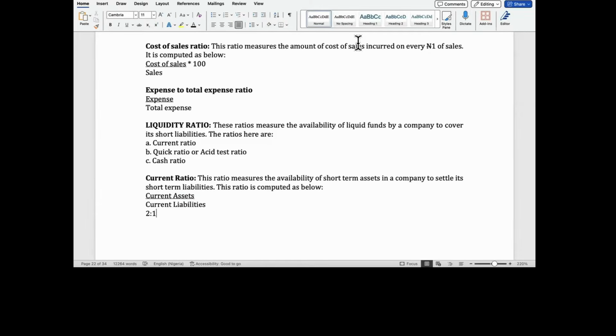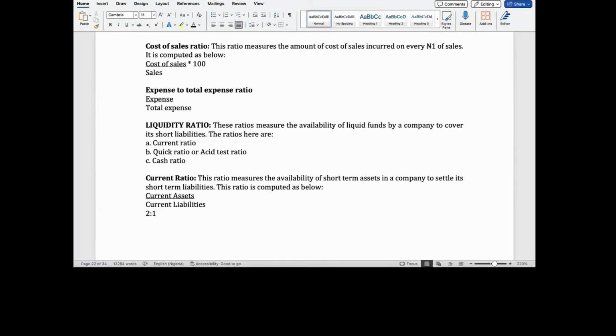If you are doing 2 to 1, it's good. That means to a large extent you have double your ratio in your books. It means that you have a short-term asset that is two times your liabilities, which makes sense. Okay, so this speaks to a lot around whether a company is liquid or not.